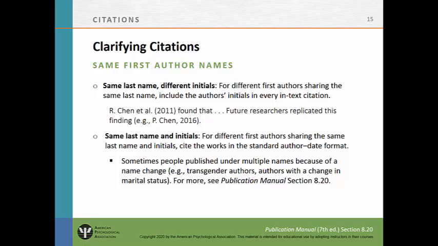And if there's the same last name and same first initial or same initials, which I have had happen once in my career, then you don't try to distinguish. You don't actually list someone's first name in the in-text citation. You just cite them the standard way. You only need the initials if the initials are different.